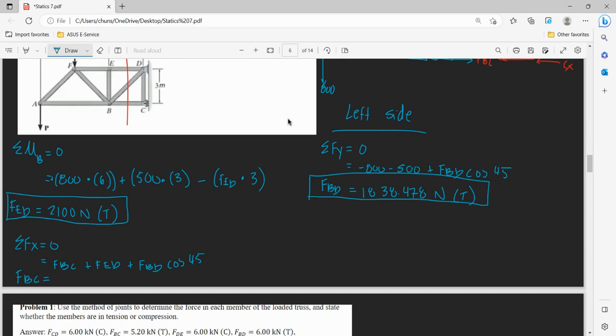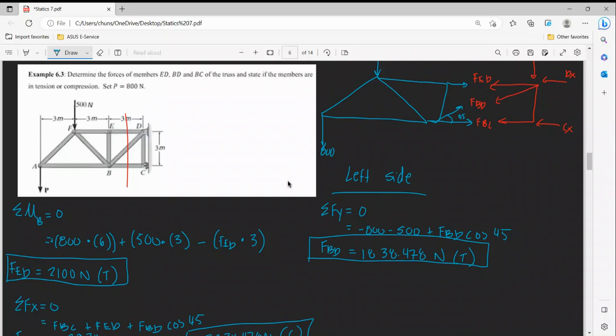So this is negative 2,100, and this is minus 1838.478. And this is going to be negative 3,938.478 newtons. And this can be rewritten as newtons in compression because of our negative value. Okay, so again, always choose the easiest side to solve.